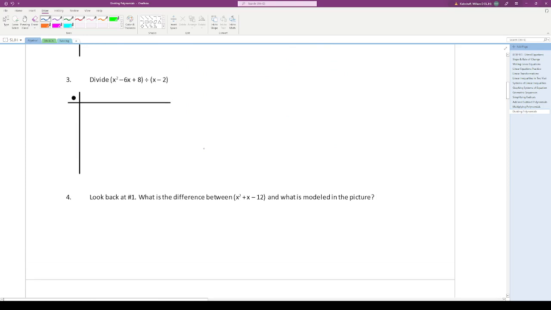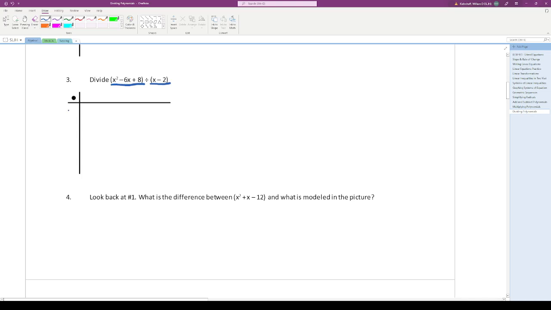All right, so number 3, now that you've seen how this works, give this one a shot. See if you can do this one on your own. Remember where each thing goes: the divisor on the left, the dividend on the right, and then our answer will appear on top. So try this one out, pause the video, and when you're ready, unpause it.